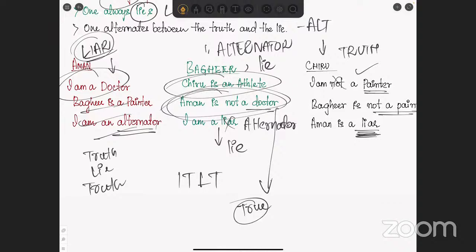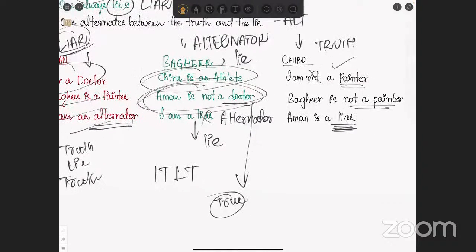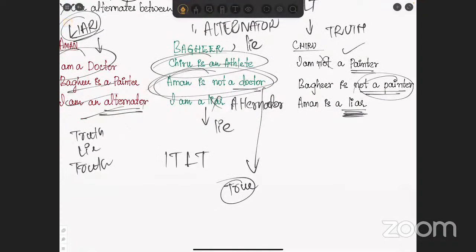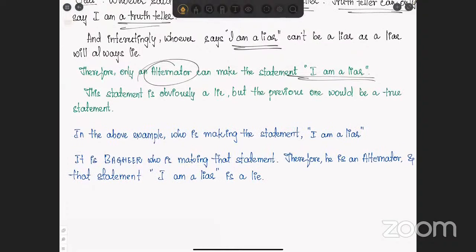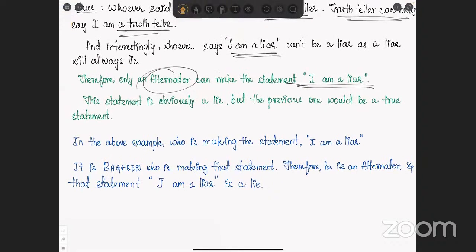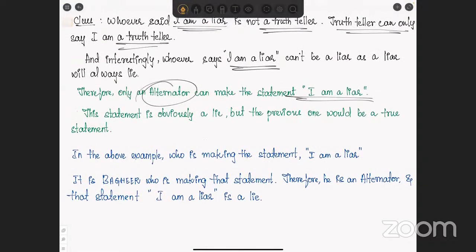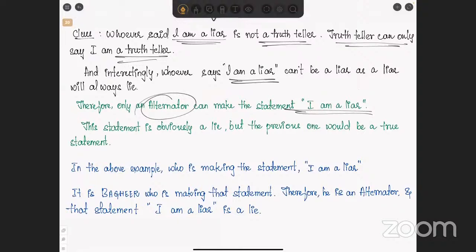Then what about Chiru? Chiru is in fact a doctor. Because we know Baghir is not a painter is a true statement. If he is not a painter, what else is left? He will be athlete. So therefore, in this case, the truth teller is Chiru, Baghir is the alternator, and Aman is in fact the liar.